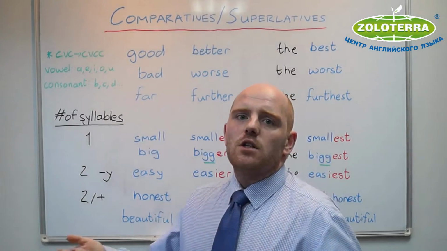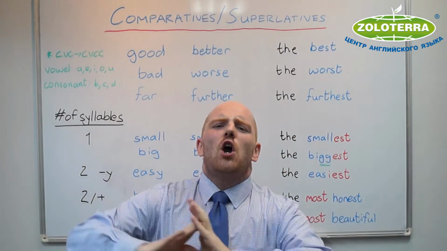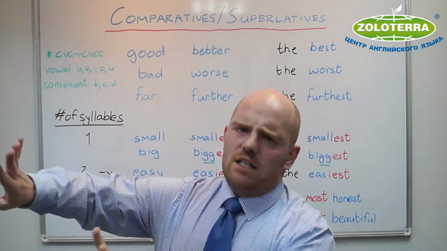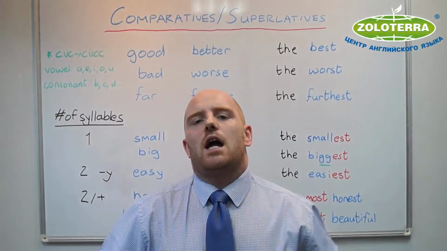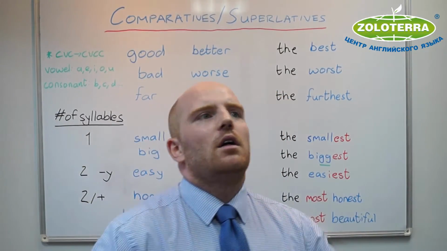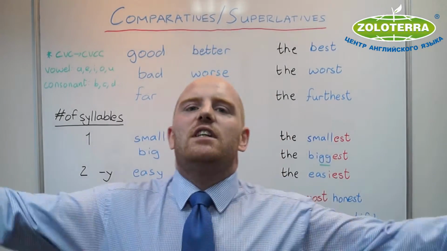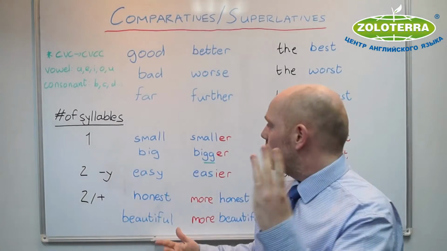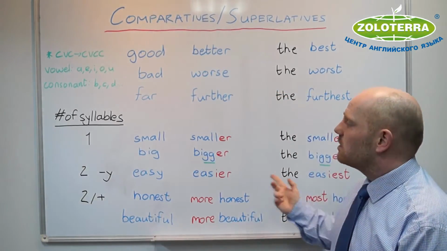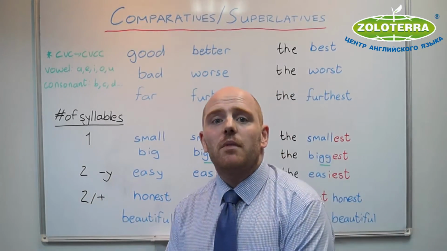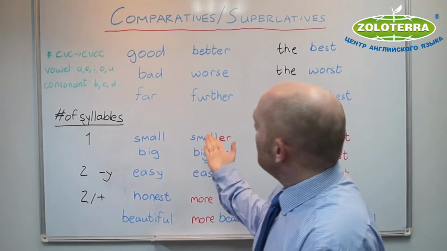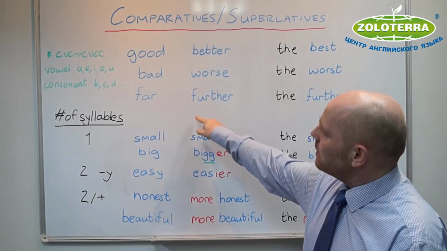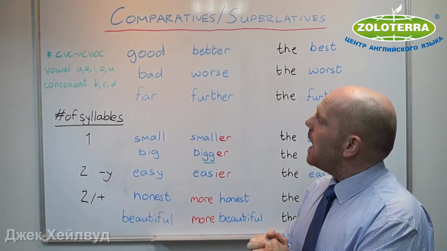Okay? So if you find some crazy, ridiculous adjective, like stupefying or capricious, you know, capricious, 3 syllables, more, the most. And that's it. These are the rules. Remember them. Remember the only 3 exceptions, and I will see you next time.